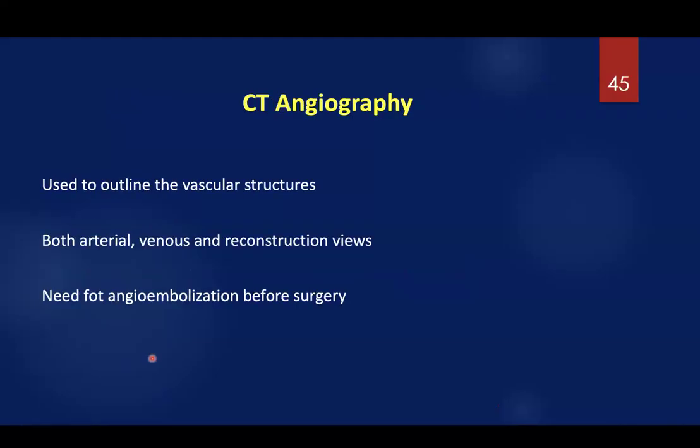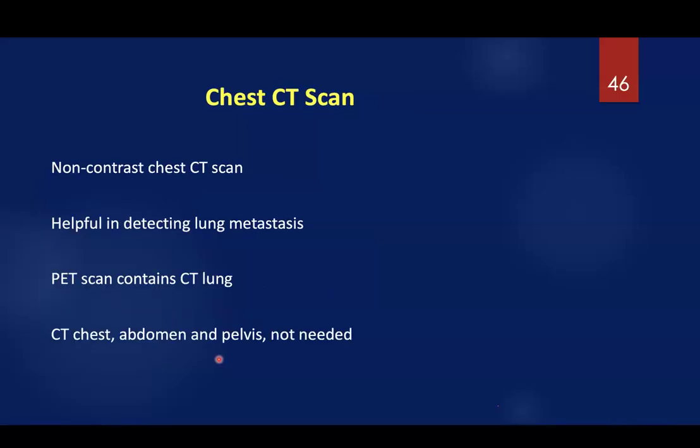Now, CT angiogram, it's very important to outline the vascular structures. We use arterial, venous, and reconstruction views in all axial, sagittal, and coronal images. And you could see if there is a need to do angioembolization before the surgery or not, because one of the very important features of a tumor is the power of angiogenesis. So if you find there is a tumor blush by CT angiogram, we tend to go for preoperative angioembolization to decrease the amount of blood loss.